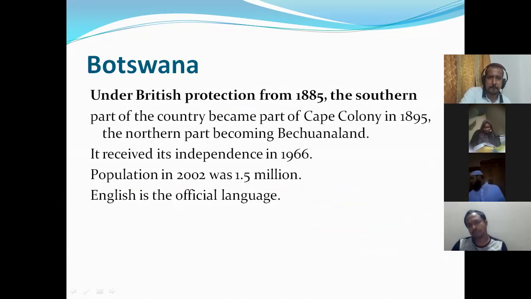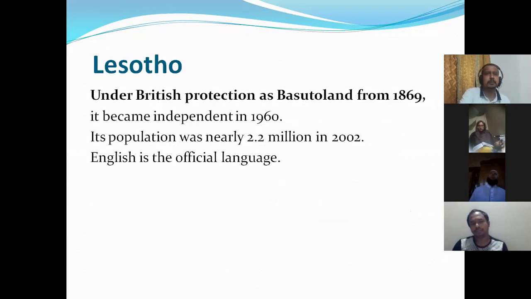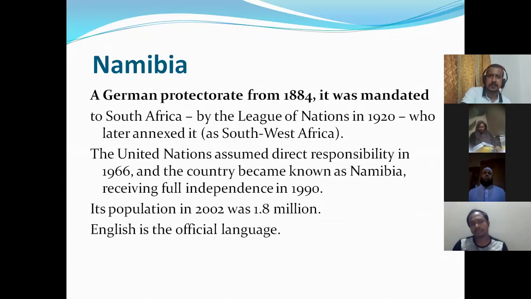Botswana was also a British colony, with a population of 1.5 million, and English is the official language. And Kenya: English is also an official language, and there is a movement over there, the Mau Mau rebellion. Okay, so you will read about this movement. Lesotho, another British protectorate, and here you see English as the official language. And Malawi, former Nyasaland, where English is also an official language. And Namibia, where English is also an official language.